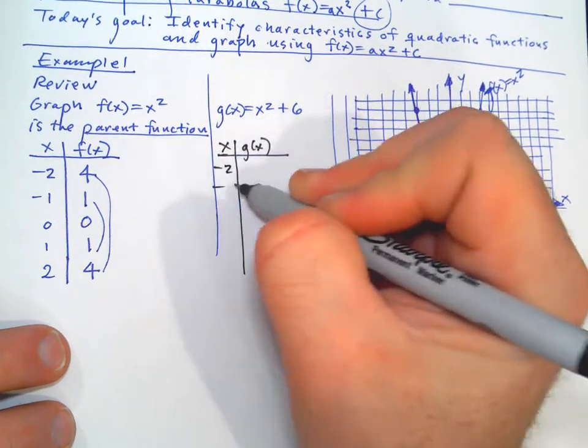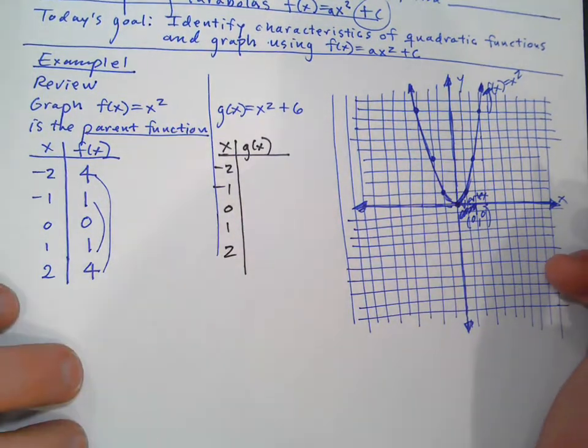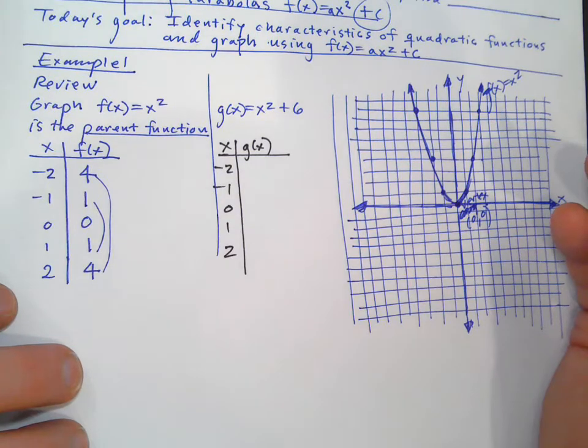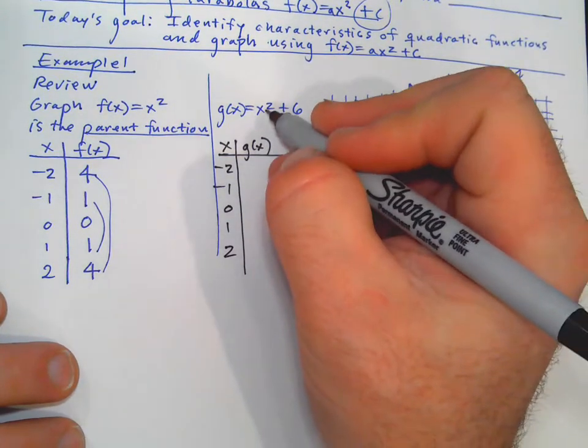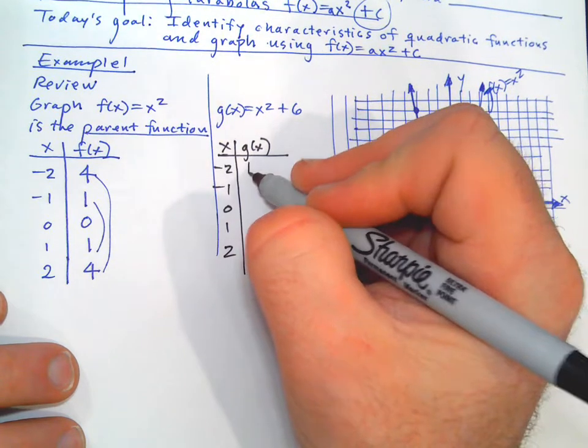Let's do it in a different color. Let's do the graph in a different color too, just to make it easier to identify which one's which. So use pencil or some other color. So here, if you do negative 2 squared, it's 4. And you can start writing this.